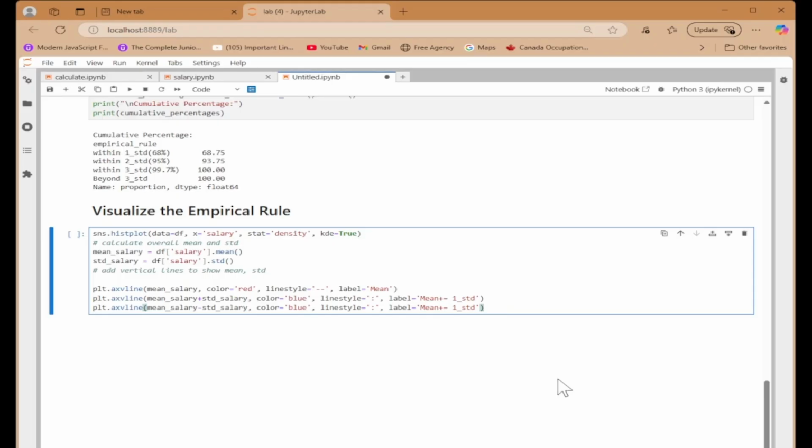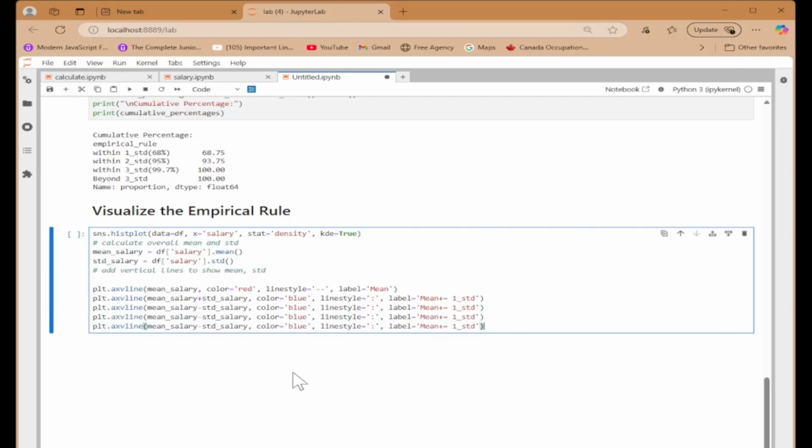Now 2 standard deviations. Let's do both. So plt.axvline, mean salary plus 2 times standard deviation salary. The color is going to change. Let's make the 2 standard deviation color green. And let's make the line style also change, say, dash dot.